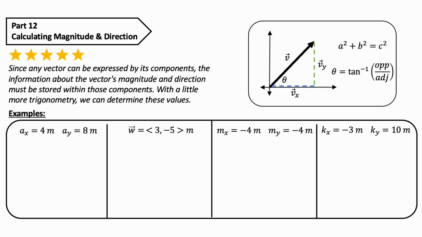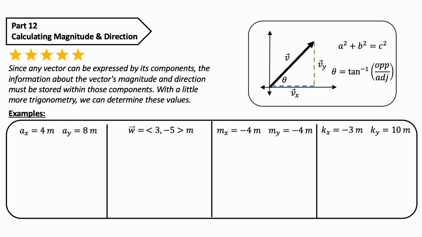In part number 12 here, we are going to be calculating the magnitude and the direction when we are given the components. So this is the exact reverse of what we did in part 11. In part 11, we were given magnitude and direction and asked to find the components. Well, components contain all of the information about a vector. So there's two ways that we express vectors: either the straightforward way, which is magnitude and direction, or you can express a vector in the components.